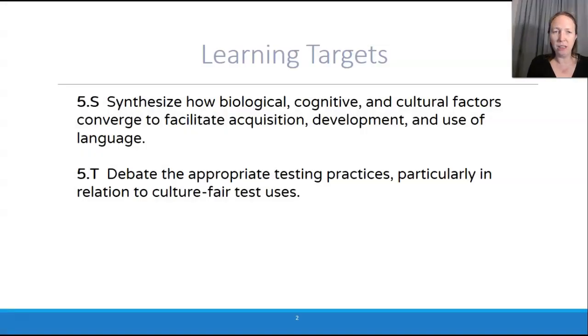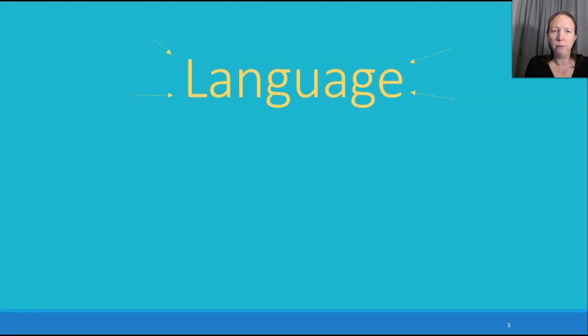Okay, not too many learning targets. I would give this a rating of a medium topic. It's not a huge part of the overall AP test. There's still a good handful of things to know, but I don't think it's terribly difficult.